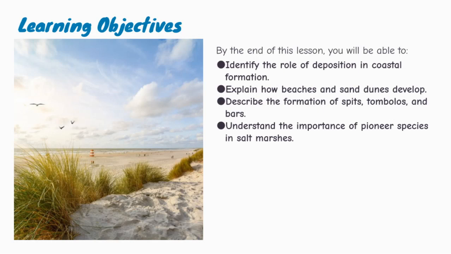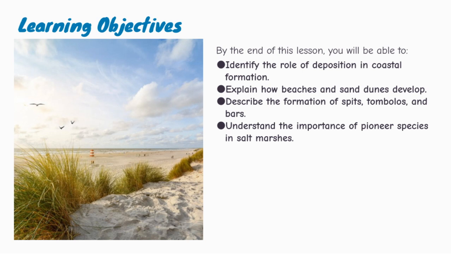By the end of this lesson, you should be able to do 4 things. First, you should be able to identify the role of deposition in coastal formation. Deposition happens when the sea loses energy and can no longer carry its load. This is how sediment is dropped and new features begin to form.